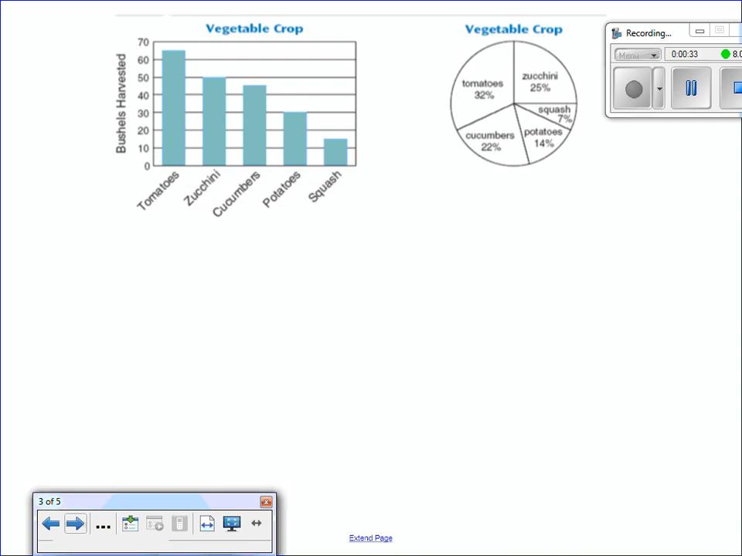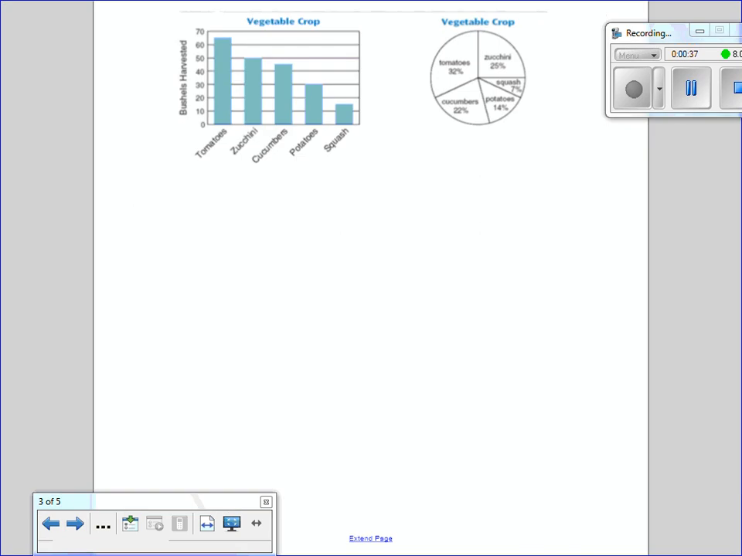So how are they the same? Some ways that they're the same, and I'll write these things down so you can see them as I'm talking. They both deal with vegetable crops, right? So they both have the same title. How else are they the same? Okay, they have the same vegetables, don't they? See another reason they're the same.